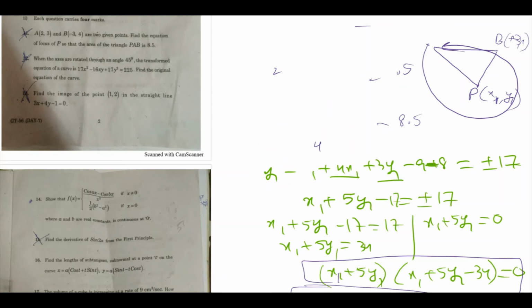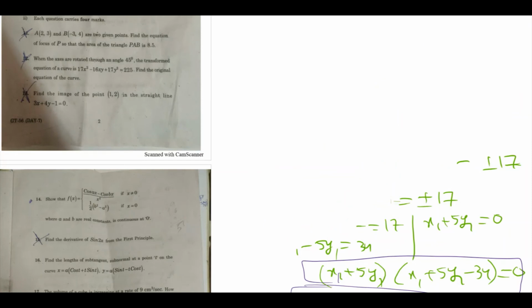Next is 12th question. When the axes are rotated through an angle 45 degrees, the transformed equation of a curve is given as follows. Find the original equation of the curve.